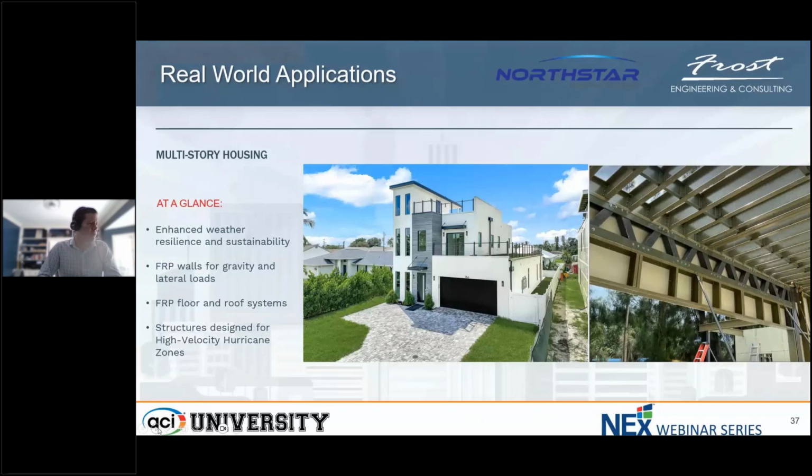So huge potential here. The great thing about FRP is that it's corrosion resistant. Even if it gets wet, so long as you air it out, you're not going to have the issues that you might have with other traditional materials once they get water saturated due to flooding or storm surge.